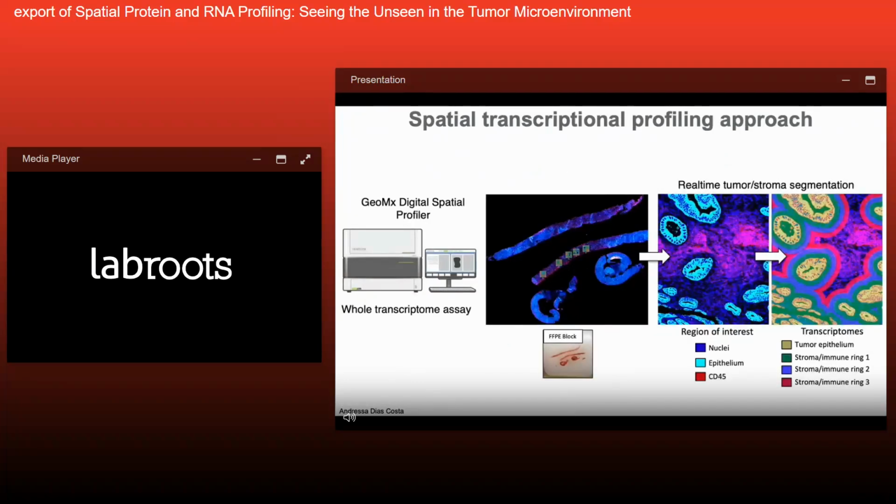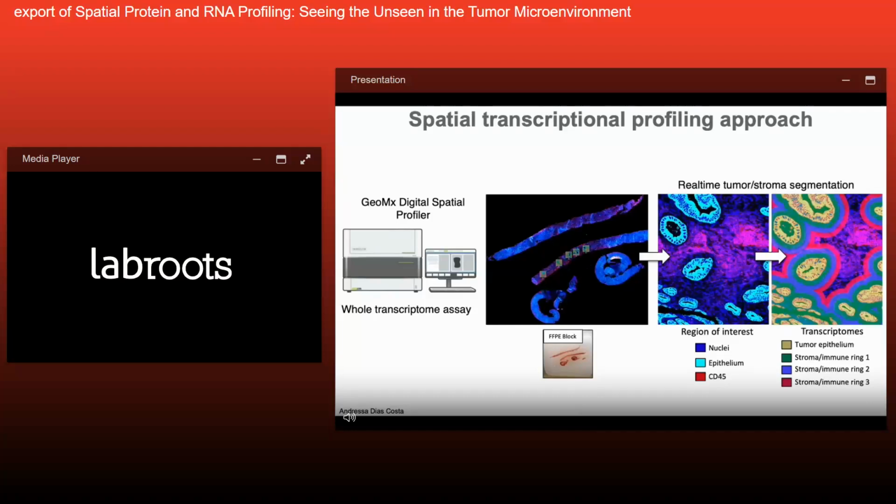With that data in mind, we wanted to find a way to study vitamin D signaling across these three cell populations in an unbiased fashion. And to do that, we turned to the GeoMx Digital Spatial Profiler platform, which allows you to perform whole transcriptome sequencing in selected user-definable areas of tissue.